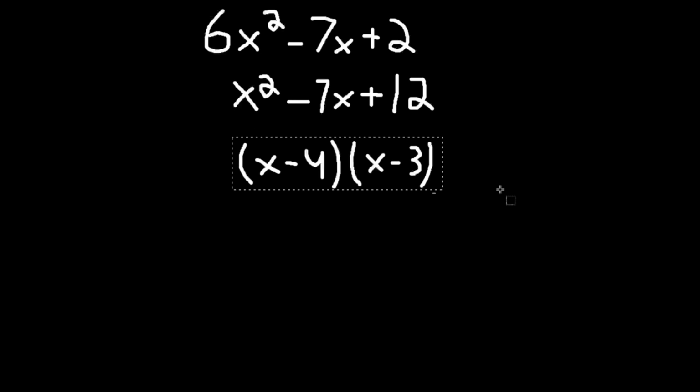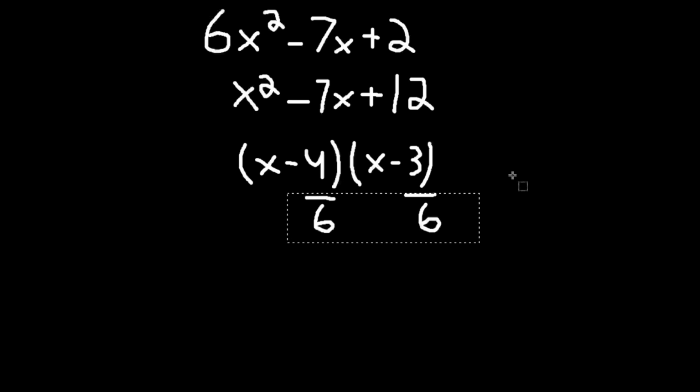Just typical factoring by grouping. -4 and -3 are our two lucky numbers. They multiply giving us 12, and then add giving us -7. And then this is where the coefficient comes back into play, where what we want to do is divide both of them by the coefficient, so 6.